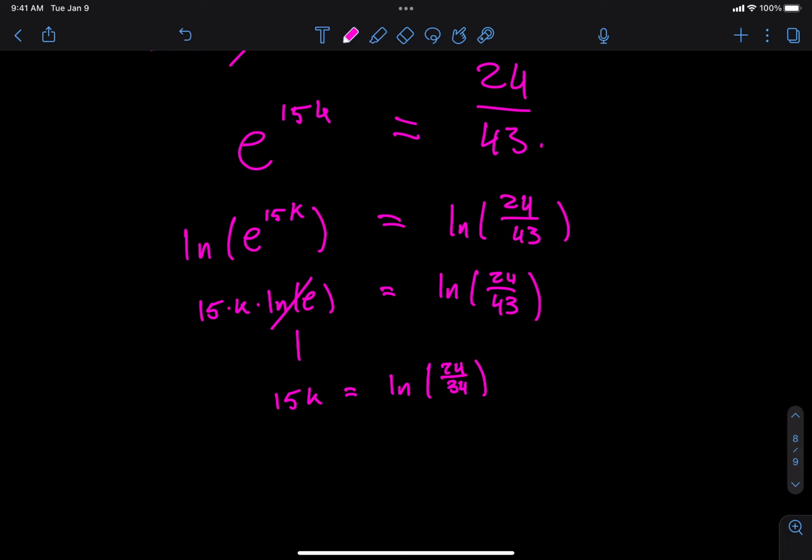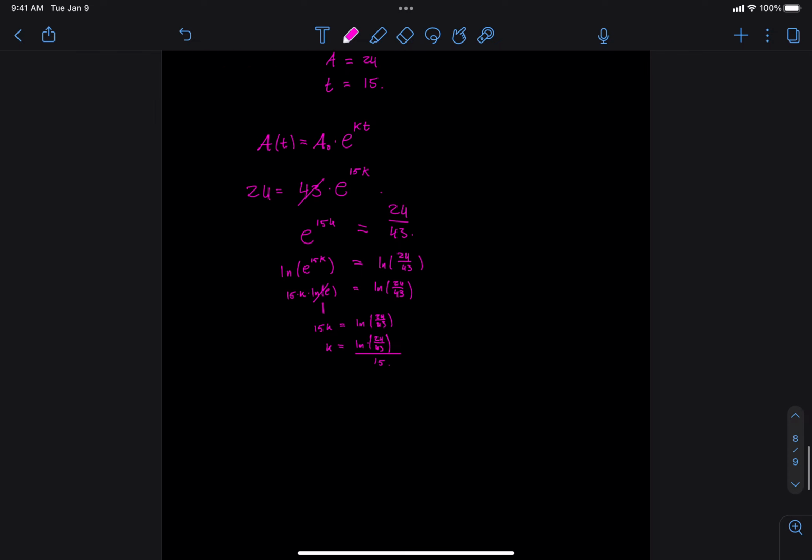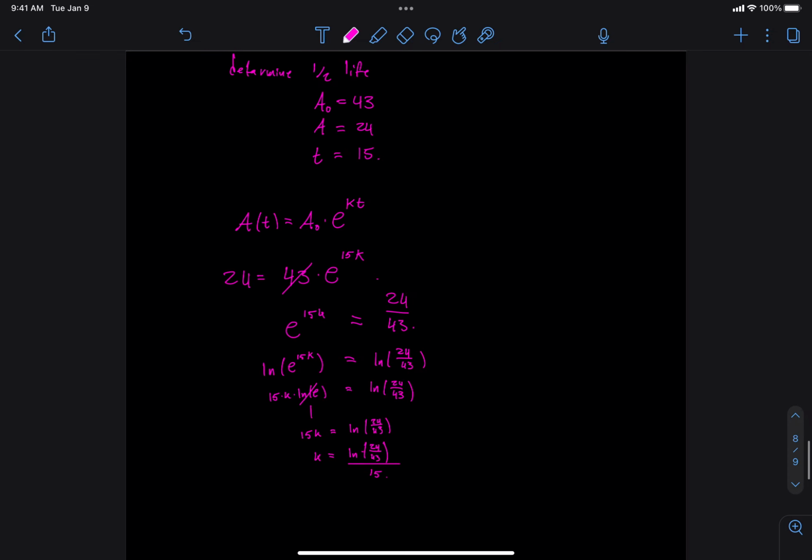All right, so now I get k by just dividing both sides by 15. So ln of 24 over 43, sorry, miscopy, 43, and then divide all of that by 15. Okay, great. Now I figured out what k is. Am I done? Would you say it's this many years? That's the half-life? No. What did I actually determine?